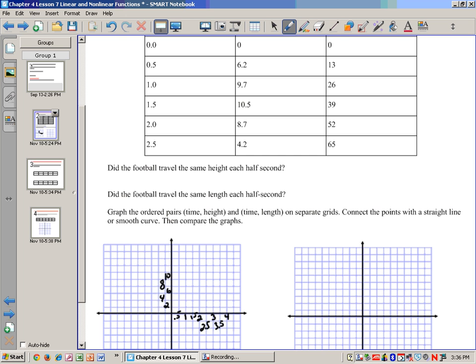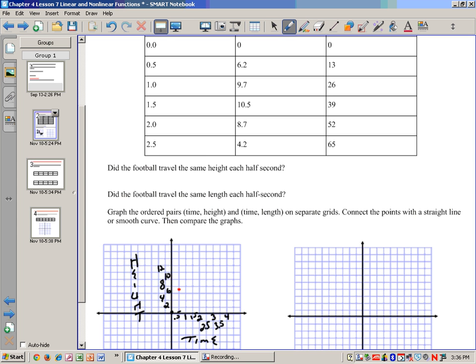On the y-axis, this is our height on this side, and time is our x-axis. Looking at our points, first we have 0, 0. The ball started out at no height with 0 time. Let's put a 12 in there just in case. At 0.5 seconds, it was at 6.2, right about there.